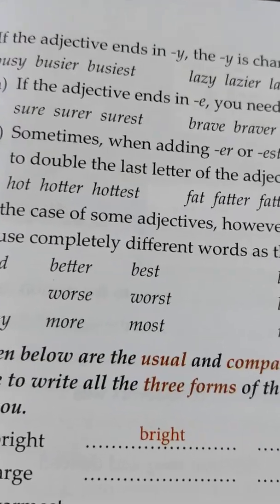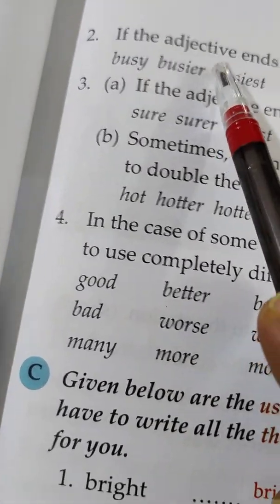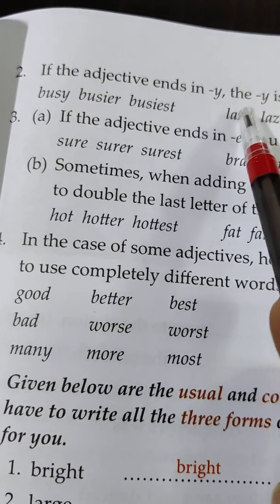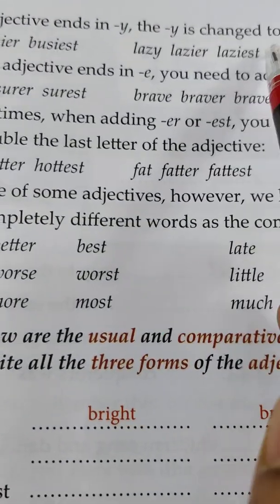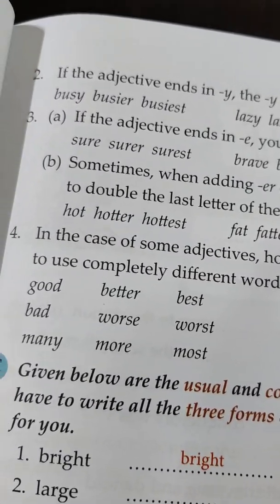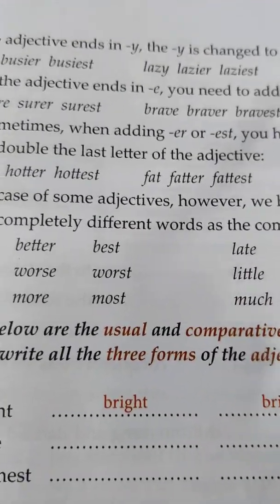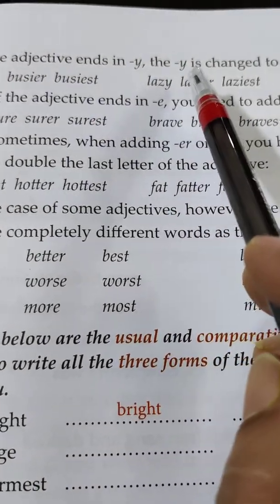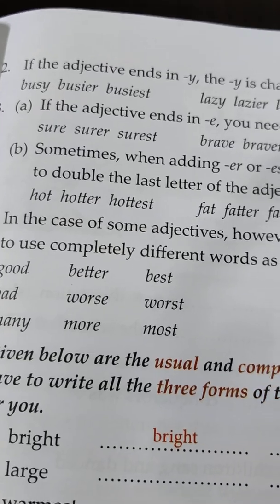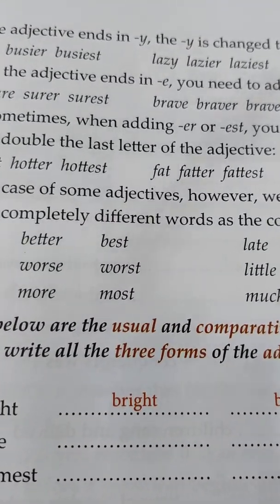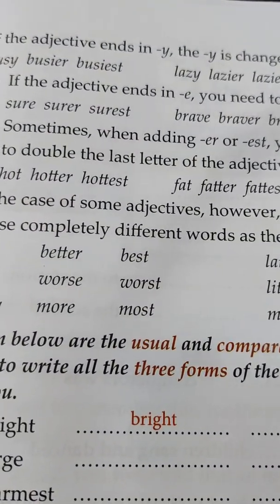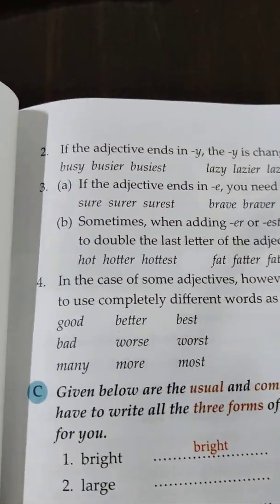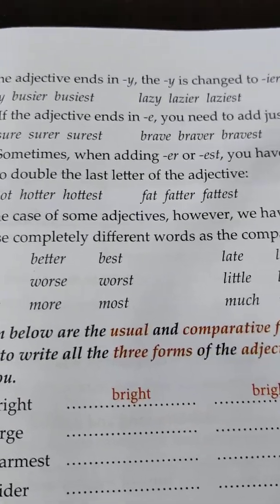See on page number 67. If the adjective ends in y, the y is changed to ier. See, there is a change in the spelling. You have to remember this. When the adjective is ending with y, when we change it into the second form, that is the comparative form, y is removed and ier is added. Or when it is the third form, iest is added.